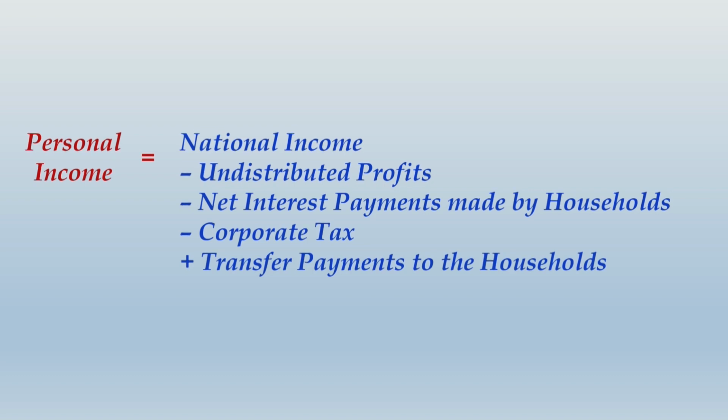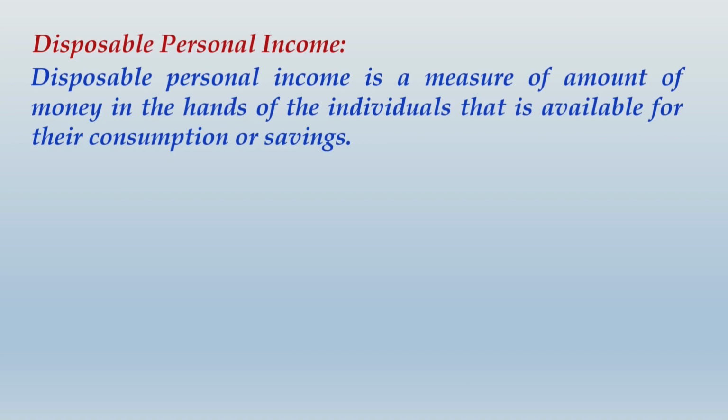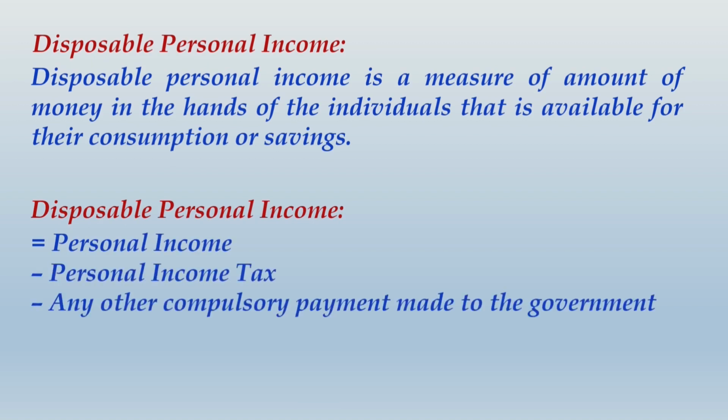Alright friends, once you have finished writing this whole thing, let us move ahead and now write a note about disposable personal income. It is a measure of the amount of money in the hands of individuals that is available for their consumption or savings. So disposable personal income will be personal income minus personal income tax minus any other payment made to the government. So please write up this as well. I have already explained it to you, and once you finish writing this, we move ahead.